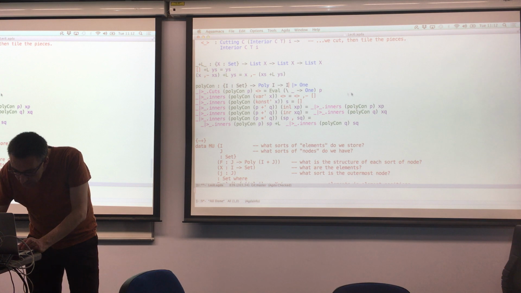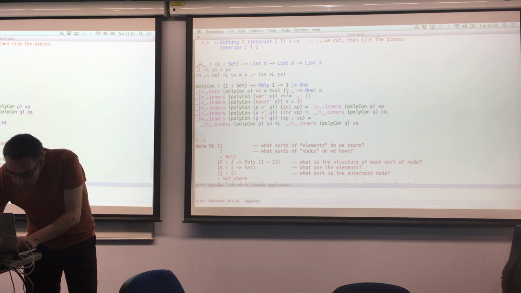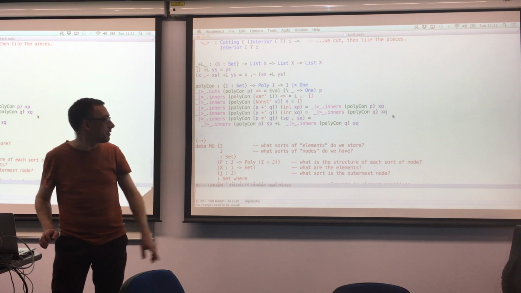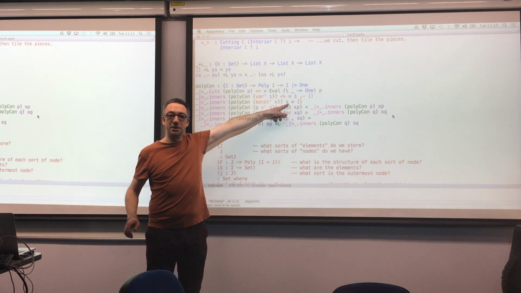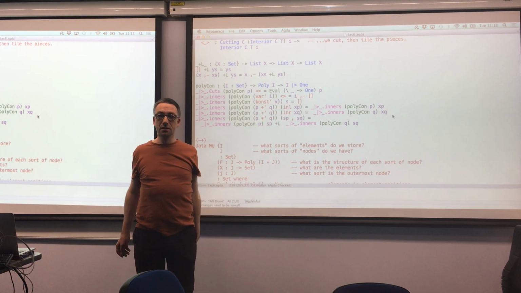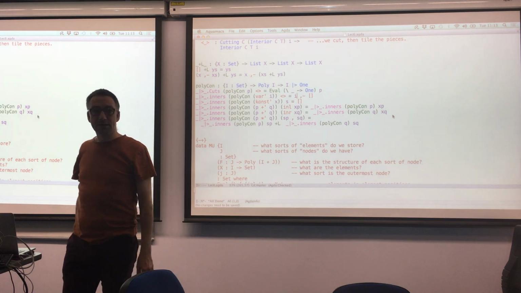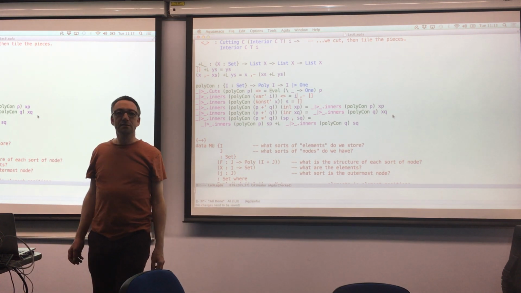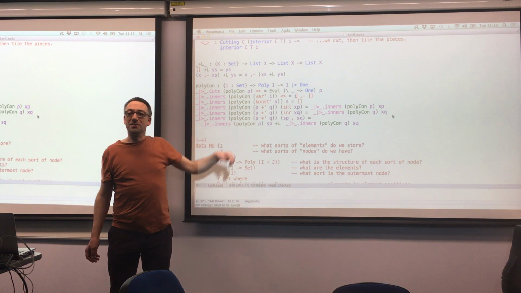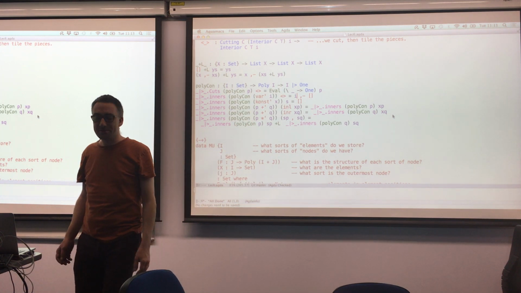So all we have to do, this will now be an element of I, all we have to do is record which sort of substructure was in each position. So all we're doing is making a big list of all of the variables that occur in polynomials.